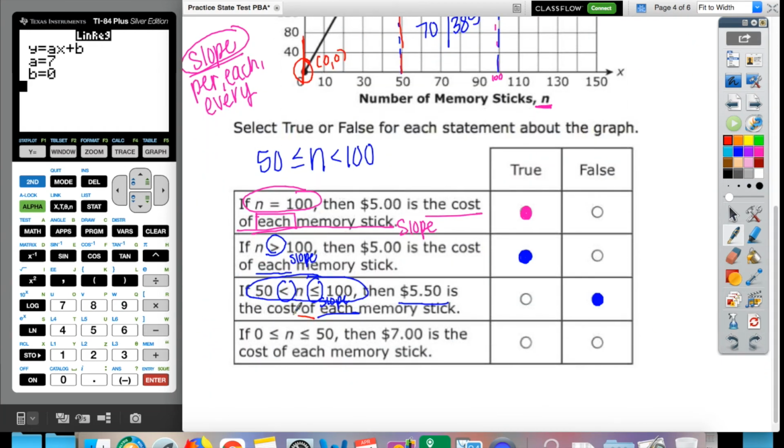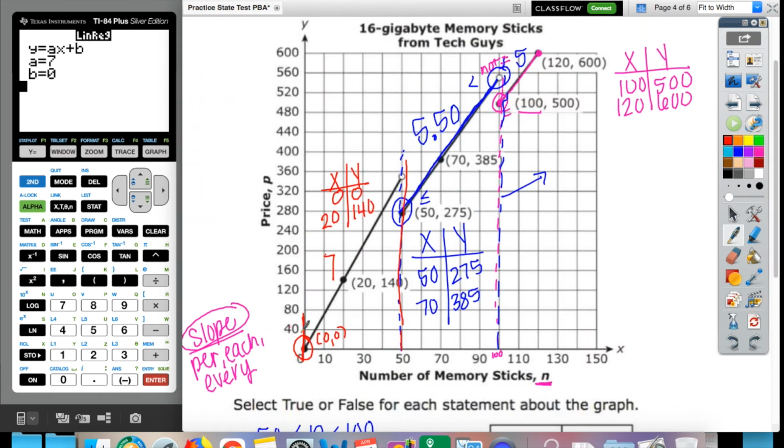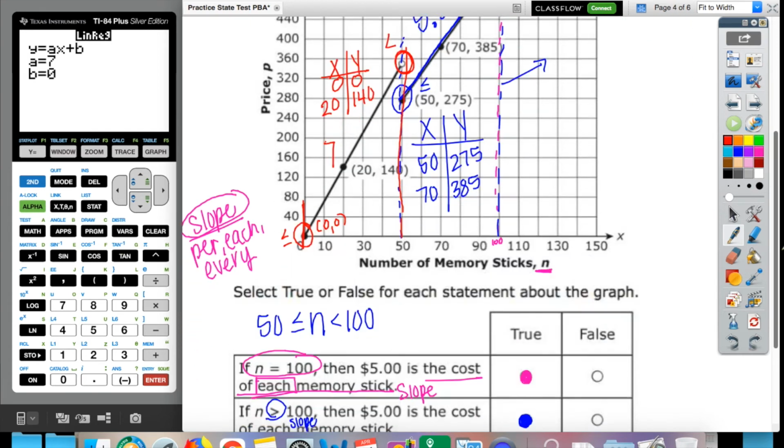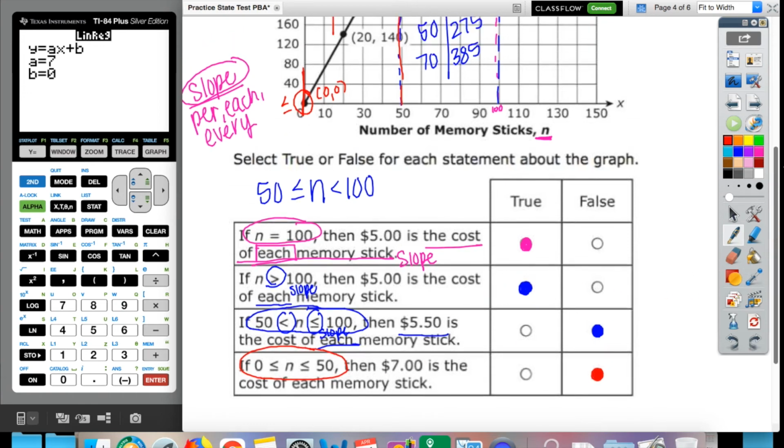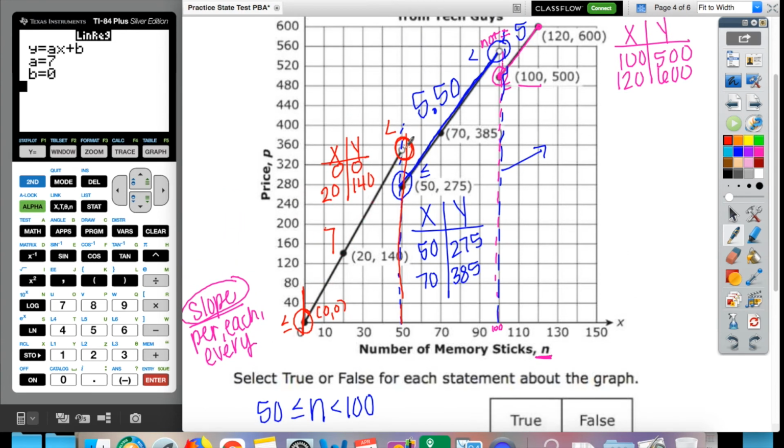No, because again, if we look at that inequality, 0 is equal to and 50 is equal to. But what was our graph? Our graph, 0 was closed, so that's equal to. But 50 was open, so that should be less than. So that means this one is false. If they get 50 memory sticks, it's not going to fall on this first line because that one's open. It's actually going to jump down to the second line. So they're actually going to have to pay less. They're going to get a little bit of a discount.